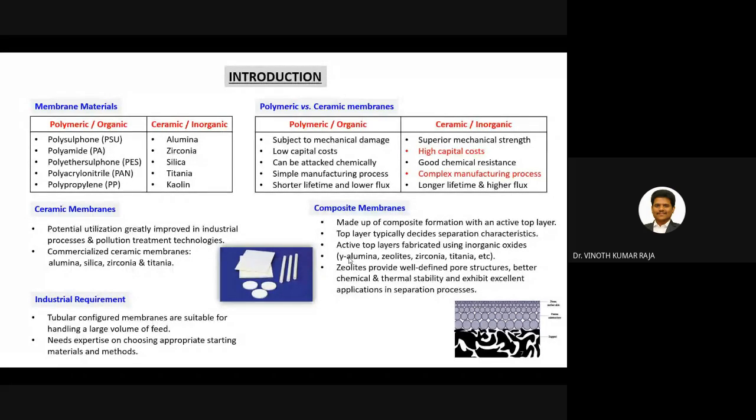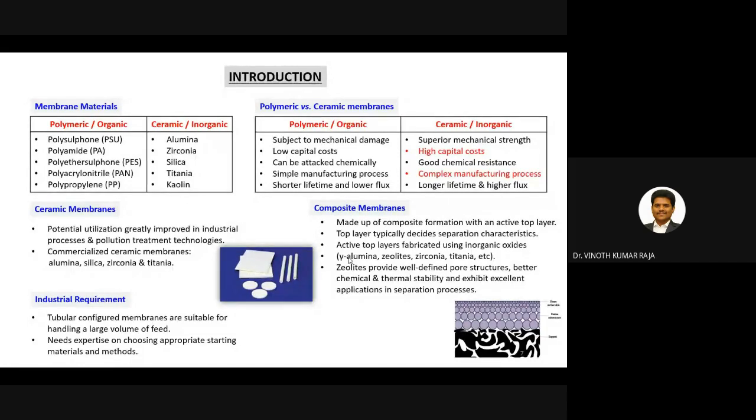And if you look at the industrial requirement, the tubular configured membranes are especially suitable in applications where the feed stream contains a relatively high proportion of larger volume of feed particles, where the membrane is exposed to extreme pH and temperature conditions.